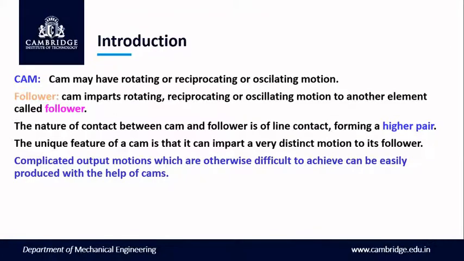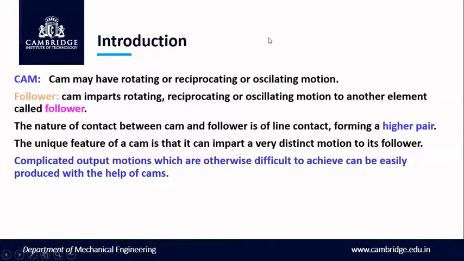The cam may have a rotating, reciprocating, or oscillating motion, whereas the follower is a member which gets the motion from the cam. The cam imparts rotating, reciprocating, or oscillating motion to another element. The driven element is called the follower. The nature of contact between the cam and follower is a line contact, therefore it forms a higher pair. We know the higher pair and lower pair.